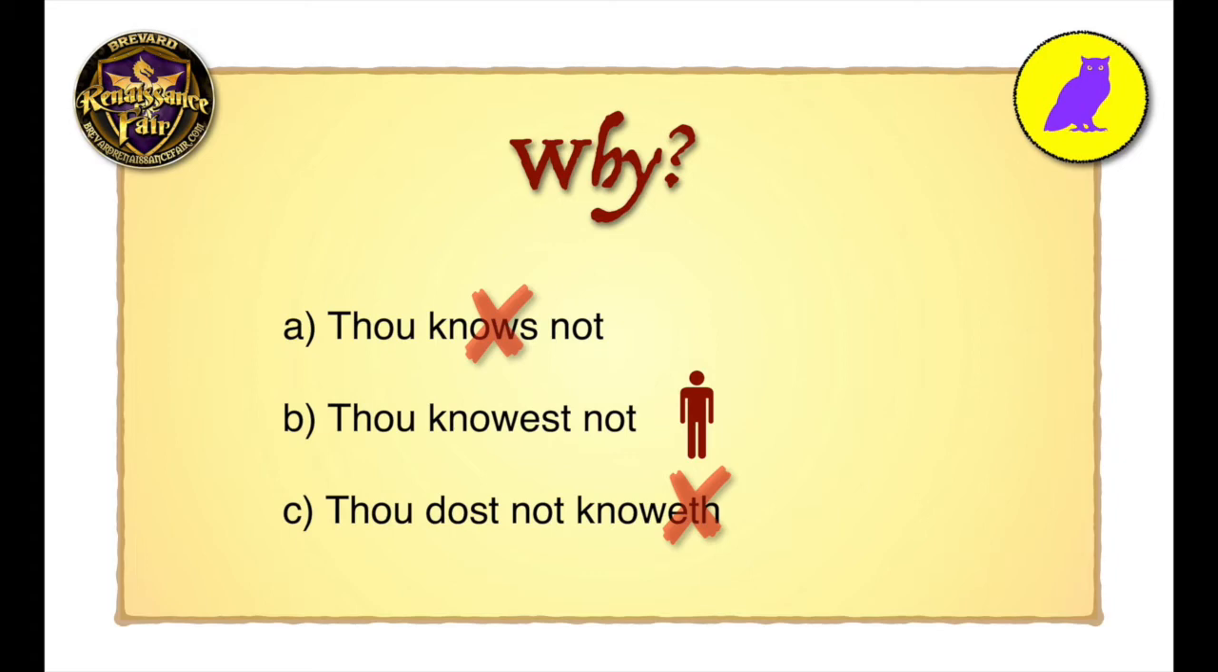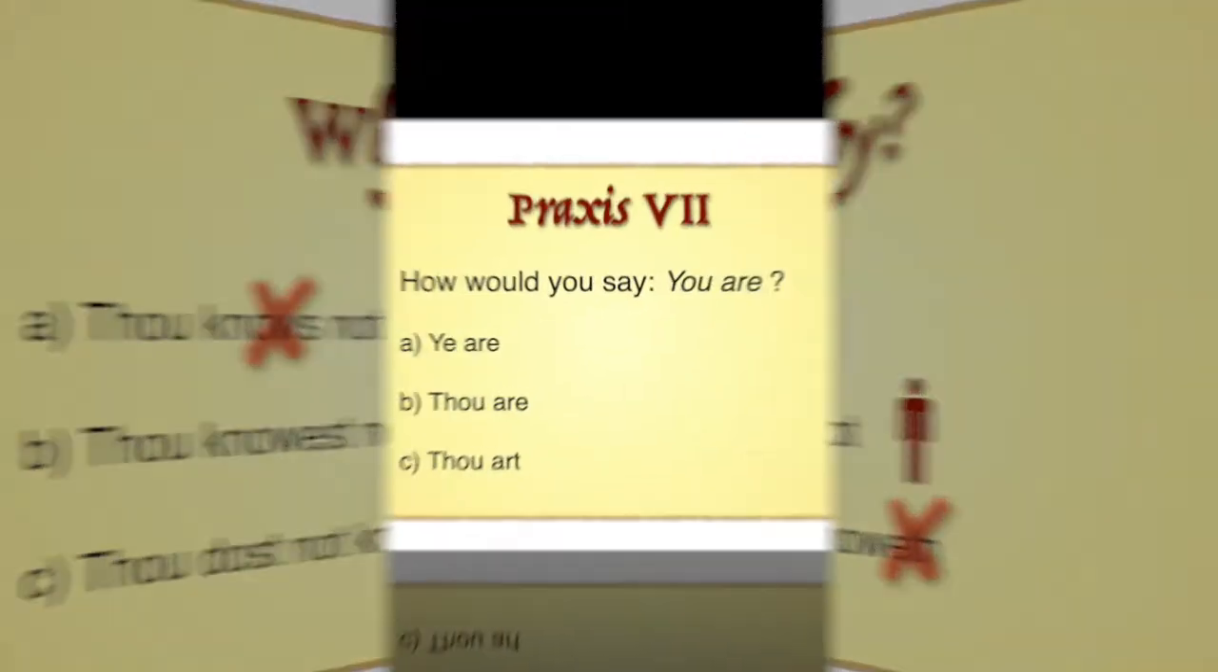Thou knowest is correct. Remember, thou, st, thou'st, rhymes with joust. Thou knowest not. Answer C, thou dost not knoweth, was almost correct. Thou dost not know would be right. Thou dost not knoweth is wrong. We'll get into more of why that's the case in just another couple of minutes.